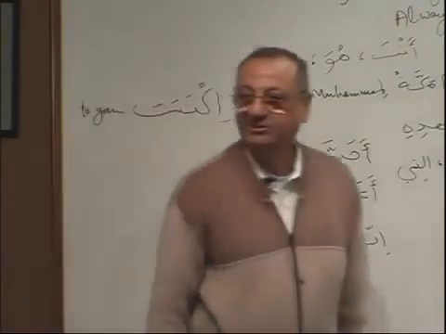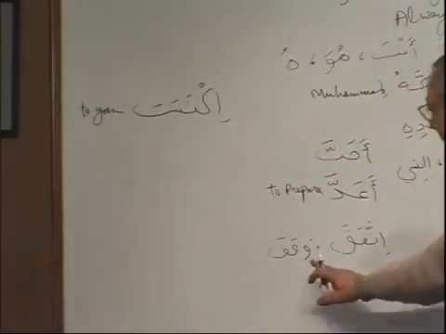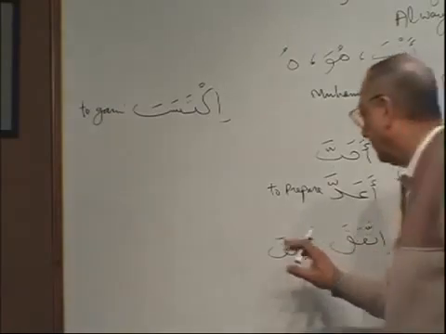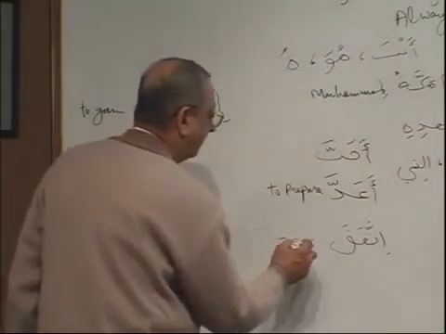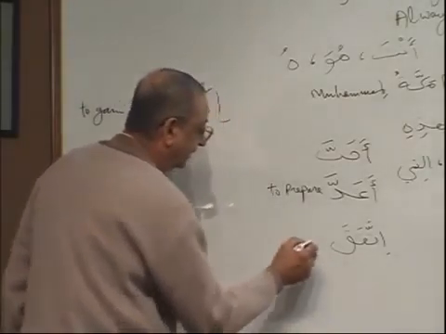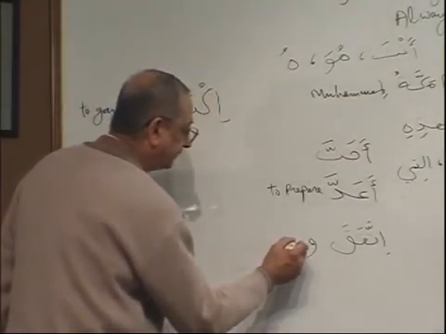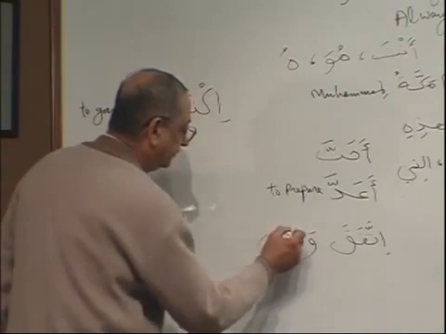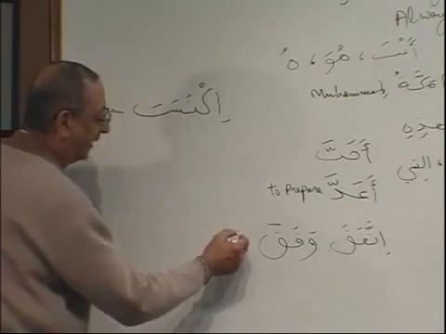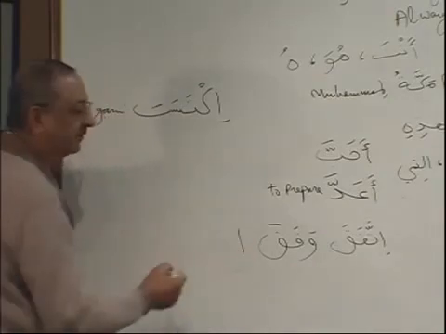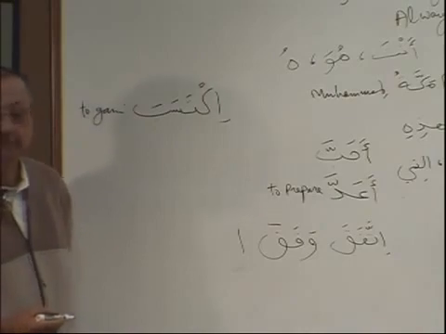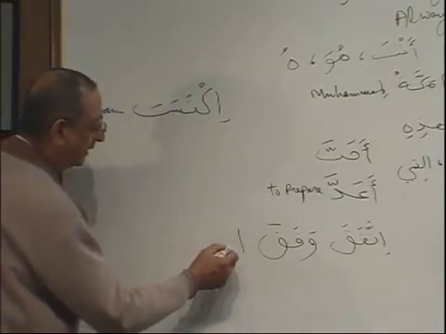Are you with me, brothers and sisters? The vowel changes into ta. Let me write it down properly, brother. Okay, now I'm making it into form 8. What is form 8? Ifta'ala. So let's do it.